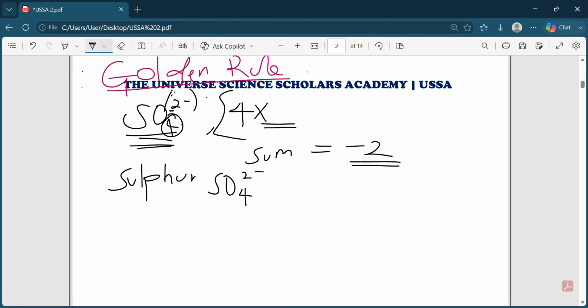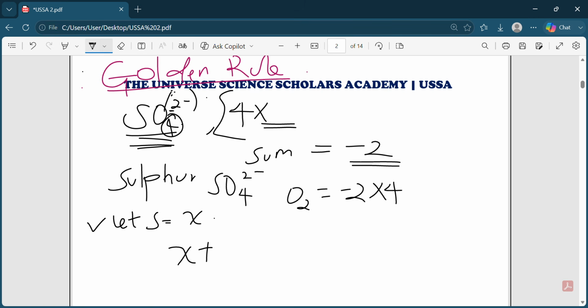So in our answering, the first thing that we shall consider is to let the oxidation state of our sulfur be a certain letter X. So we shall say X plus, what is the oxidation state of oxygen? It is -2. But how many atoms are there? There are 4. So it's going to be 4 times -2, which will be equal to the general charge, which we have as -2.